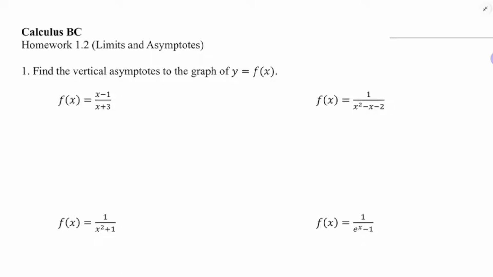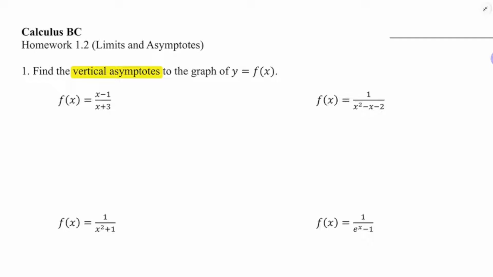All right, in this video, we're going to be working Calc BC Homework 1.2, which is really about how limits relate to asymptotes on the graph of a function. Okay, so the first set of problems, we're going to be finding the vertical asymptotes. And remember, the cause of a vertical asymptote, at least if you've got your function fully simplified, is an x value where you'd be looking at a non-zero number divided by 0.